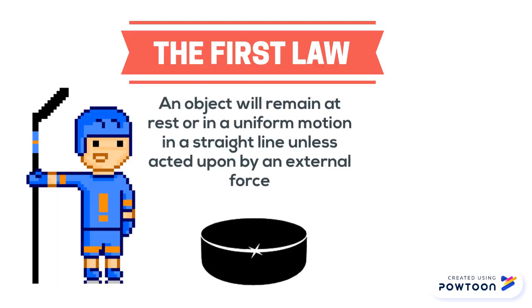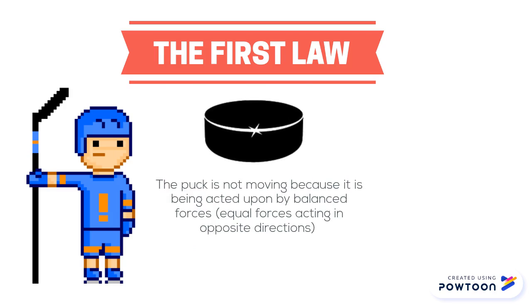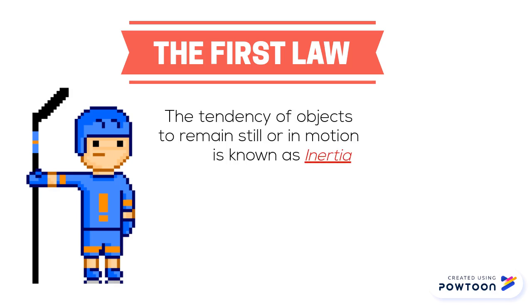Newton's first law states that an object will remain at rest or in a uniform motion in a straight line unless acted upon by an external force. The puck in this scenario is being acted upon by balanced forces, which are equal forces acting in opposite directions. In this case, the puck and the floor allow the puck to remain in a state of rest. This property of objects is known as inertia.